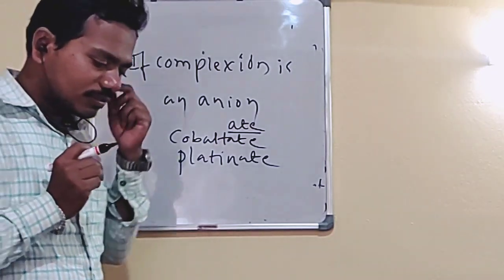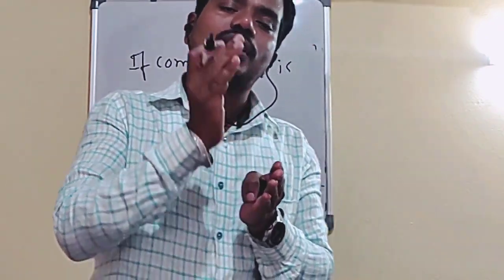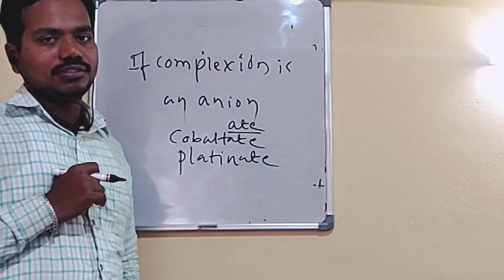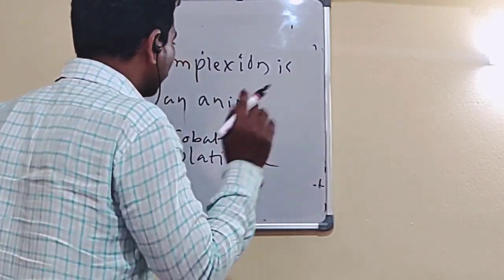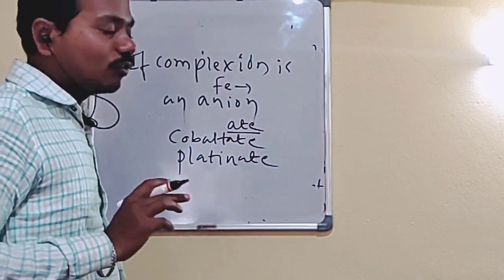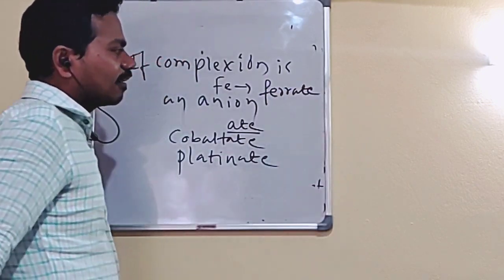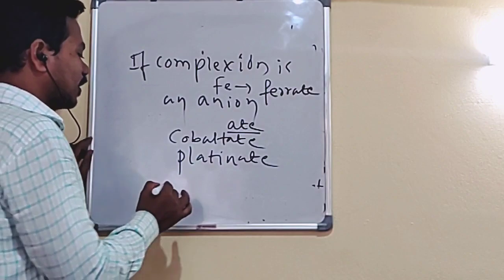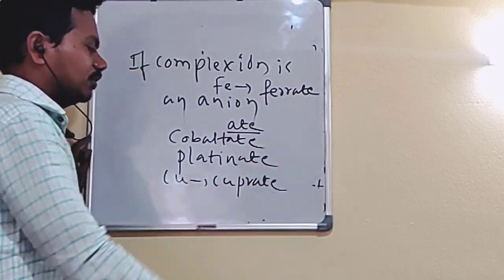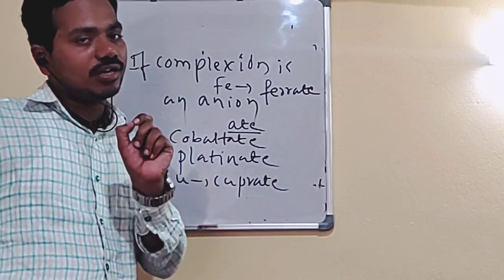In some cases, the name of the central metal atom or ion changes to its Latin name. For example, suppose it is iron, only in the case of an anionic complex, it is ferrate. Iron converts to ferrate. If it is copper, it converts to cuprate. So this is only in the case of anionic complexes.